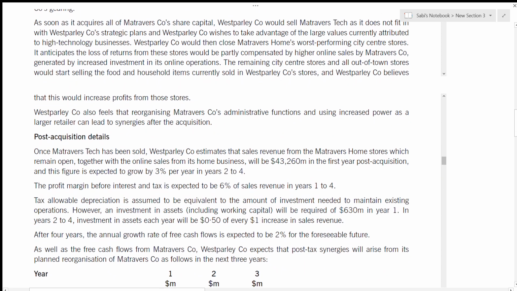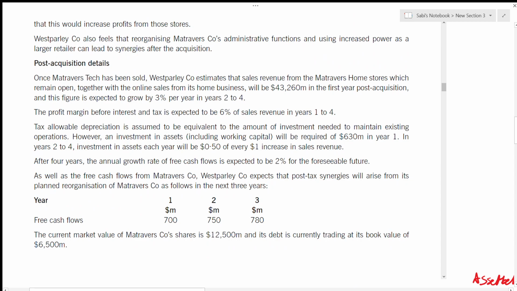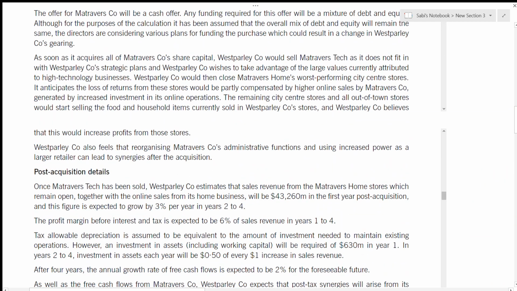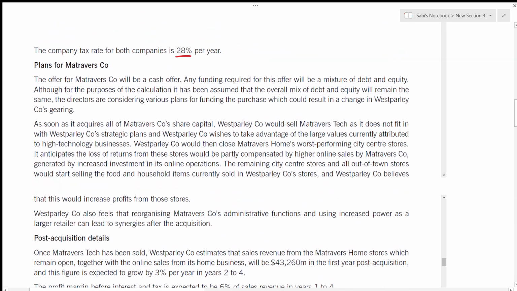So first we need this part, but then we'll also read this part as well. Plan for, because these are only the two last sections remaining there. Plan for the Matt Raver company. Okay. So the offer for this will be a cash offer, right?